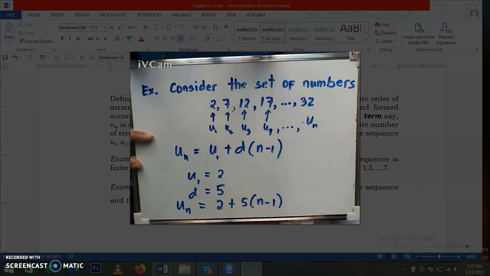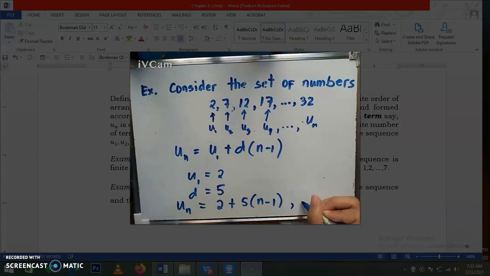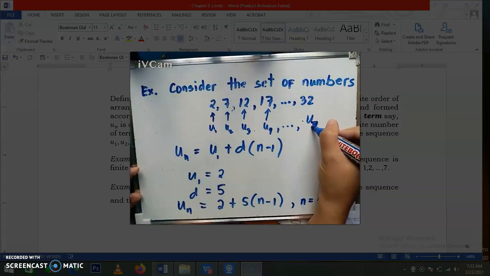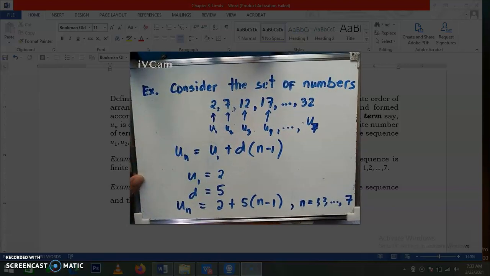Where n is up to where? So n is from 1 up to 7. You can check it. So we have here, if n is 7, we have 7 minus 1 is 6 times 5, 30 plus 2. We have 32. So this is u sub 7, the 7th term.